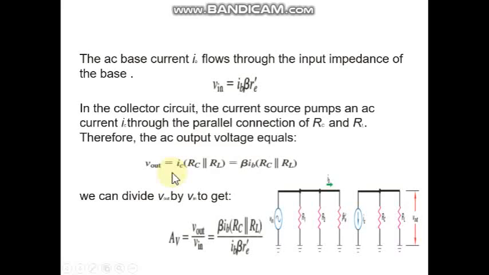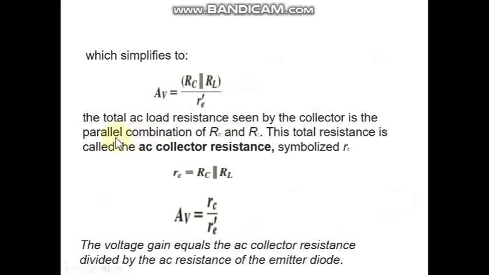Now you replace V in and V out in this equation: beta IB times RC parallel RL upon IB times beta RE dash. So your beta IB will get cancelled and you will get RC parallel RL upon RE dash. Here RC parallel RL is called the AC collector resistance, that is shown here, RC parallel RL.